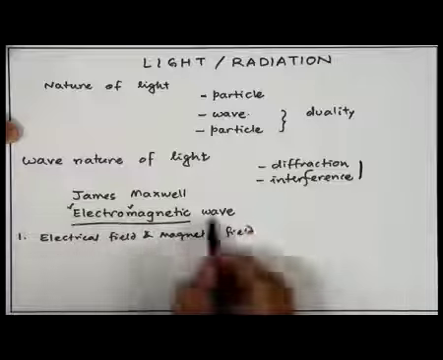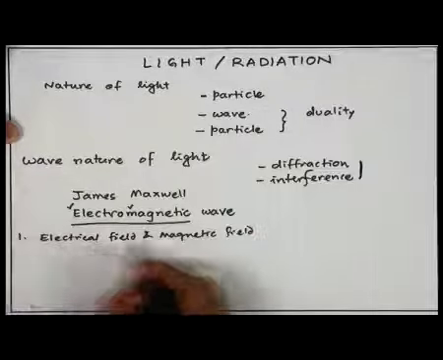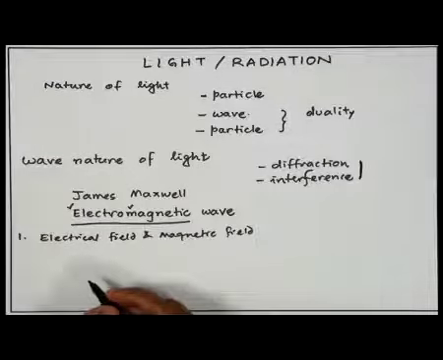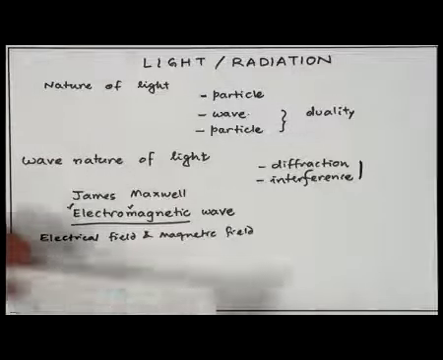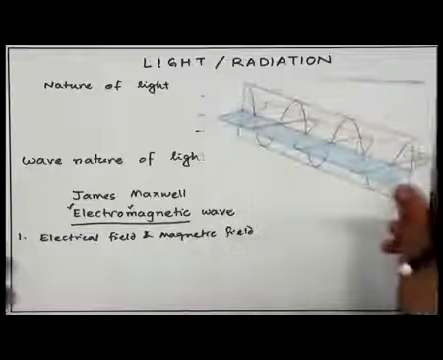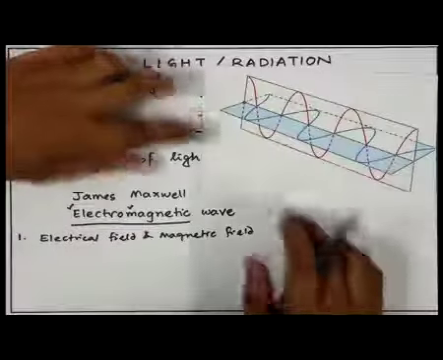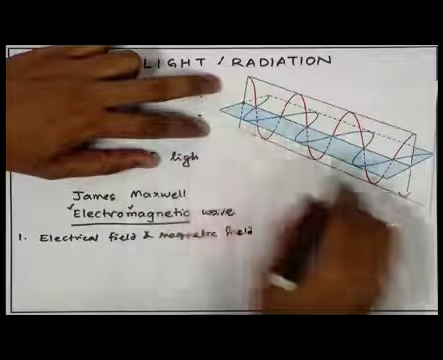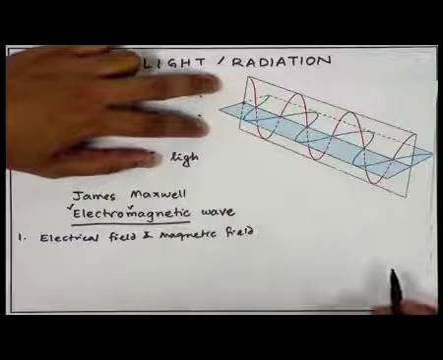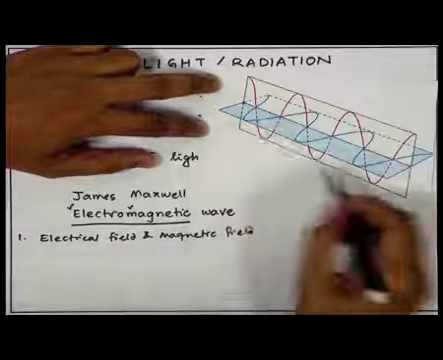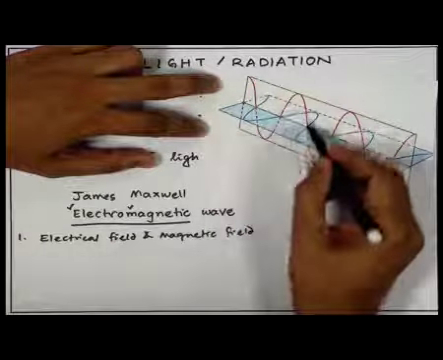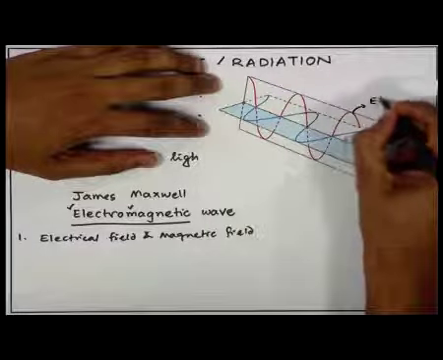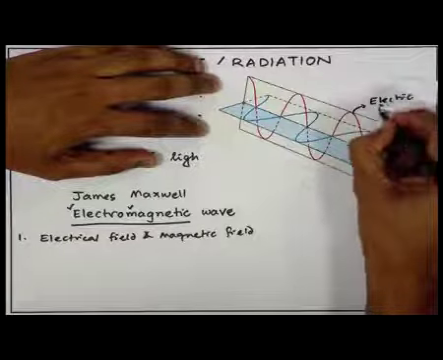So, when this wave propagates, it produces an electric field and it produces a magnetic field. There is some interesting aspect about this electric field and magnetic field that it produces. In this picture you see that the light is being propagated along this direction. When the light is propagated, it produces an electric field, which is given by this red line. Let us call this the electric field component.